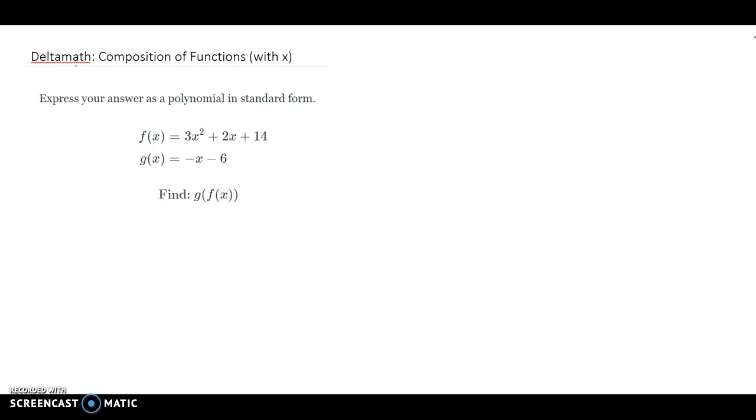Hello guys, today we're going to do the second example of compositions with functions with x. Notice that we are given two functions, f of x and g of x, and we want to find g composed of f of x. So therefore, f of x goes inside of g of x.